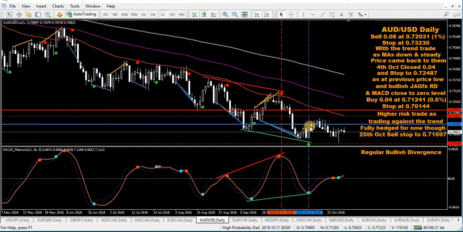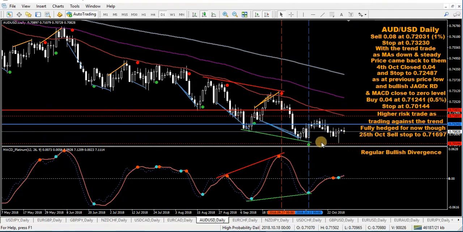So then I took a buy in here. It's got a hedge, actually I'm fully hedged at the moment. So the buy went against me, came very close to my stop, and is slowly starting to head back up. So it's a bit of a tricky one, it's going a bit sideways, the Aussie at the moment.